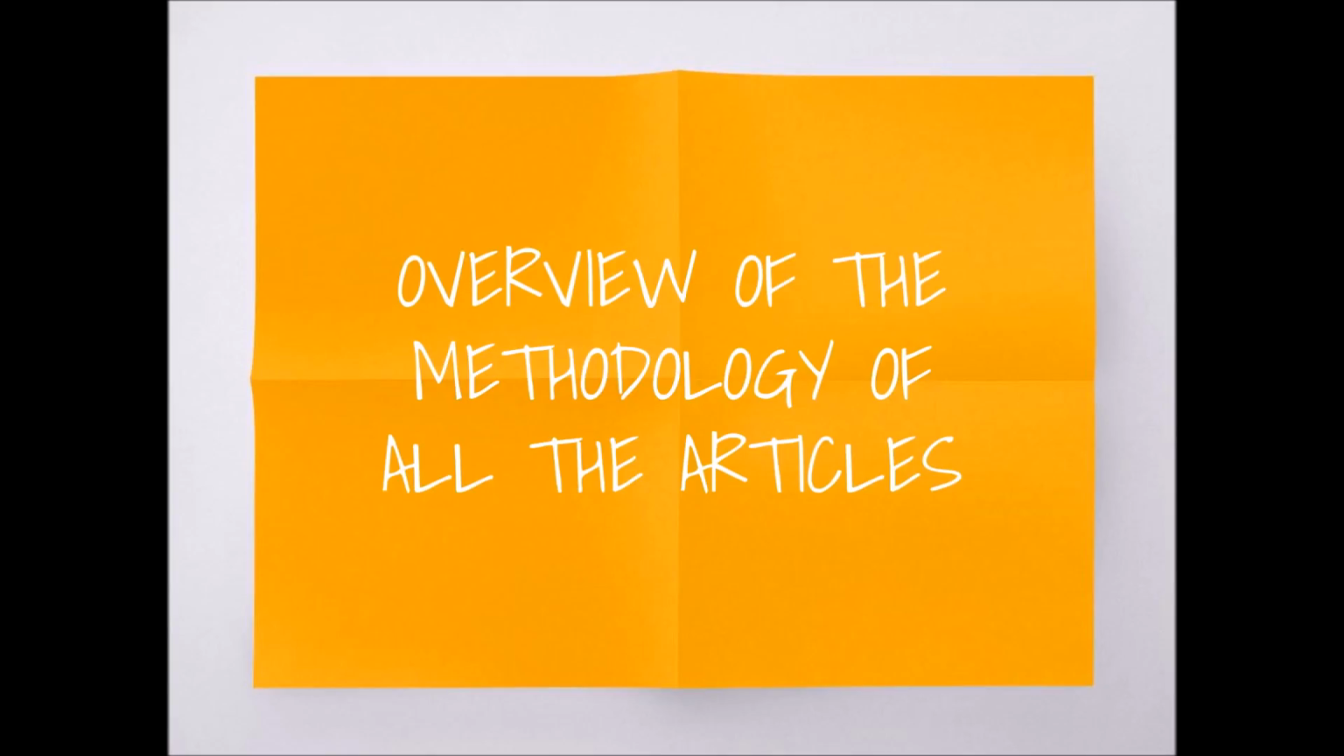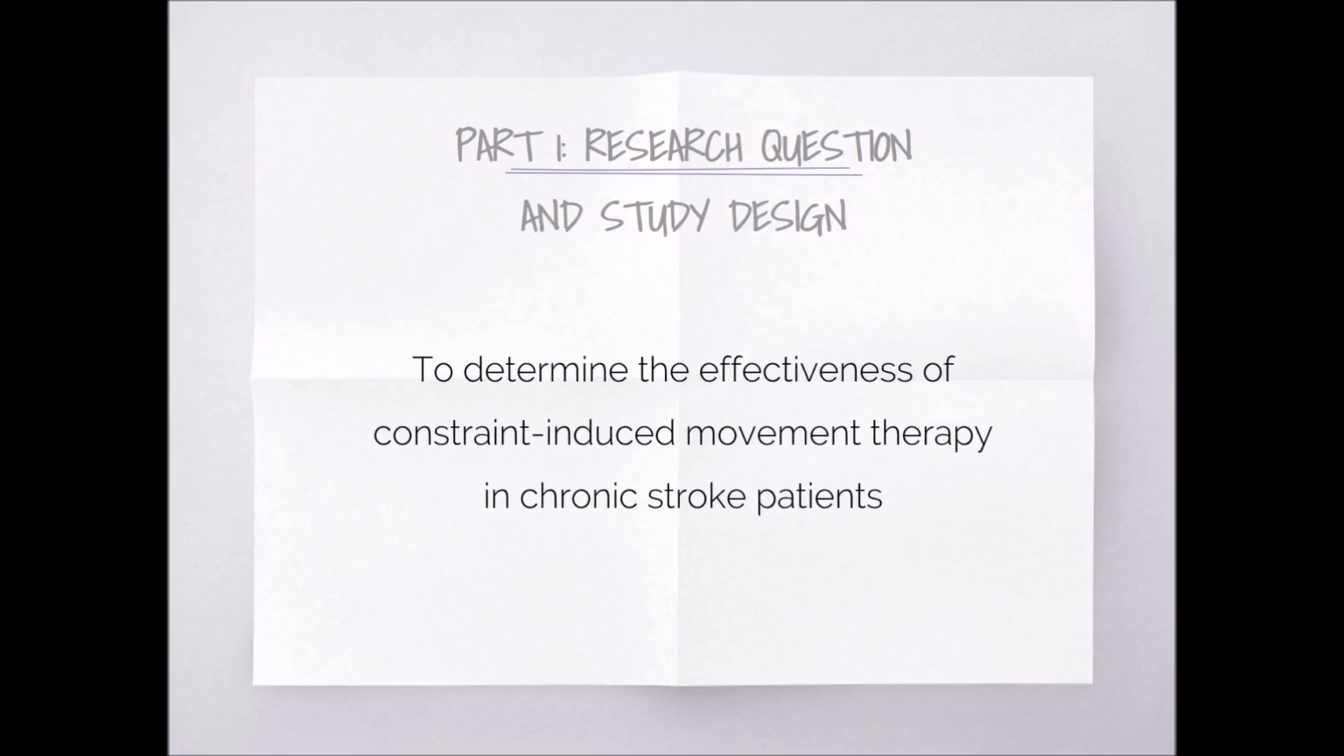Overview of the methodology of all the articles. Research question and study design. The main objective of this synthesis is to determine the effectiveness of constraint-induced movement therapy in chronic stroke patients. The type of research question is intervention.